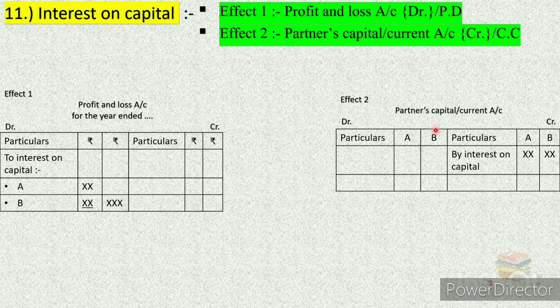Second effect in the partner's current account is by interest on capital. The amount of interest on A's capital account is to be written below A, and B's interest is to be written below B.